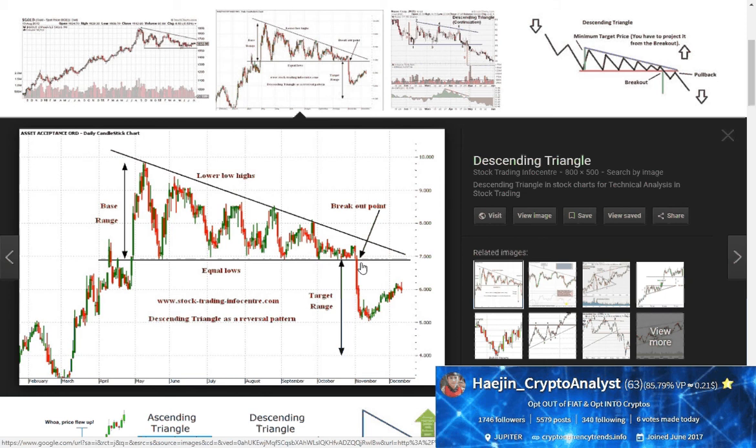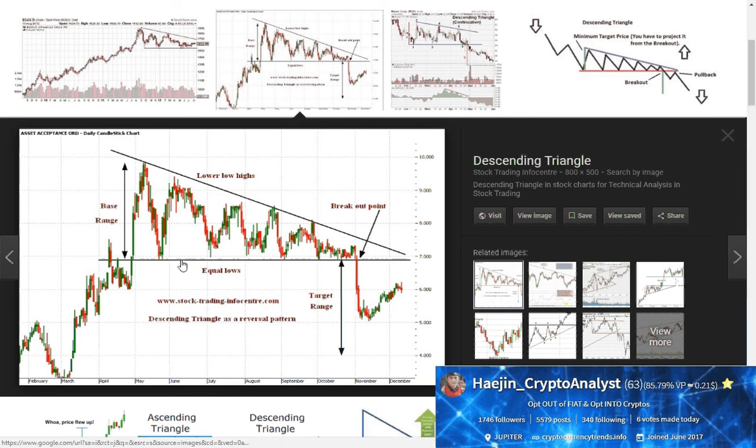Boom, it broke down, breached below the horizontal bottom line of the triangle. And this probably would have gone lower too. Here's a bearish flag. Kaboom, down. So here's a chart pattern. Now, from an Elliott wave perspective, this is clearly a correction.